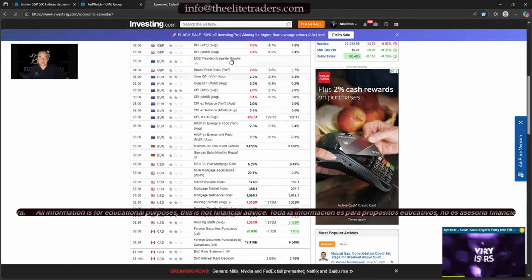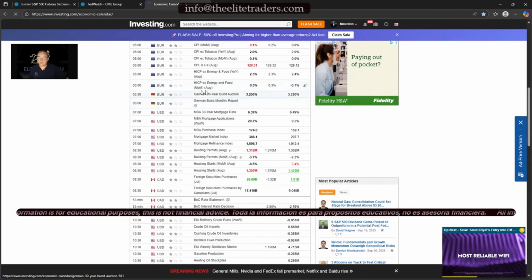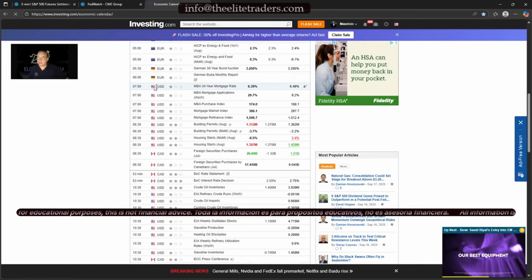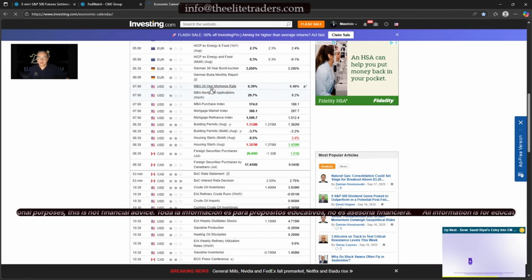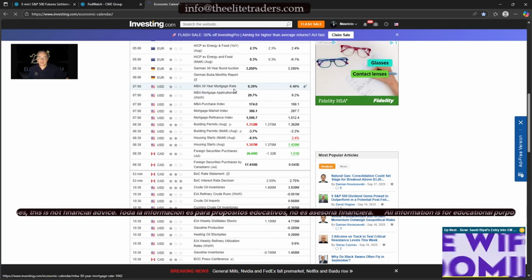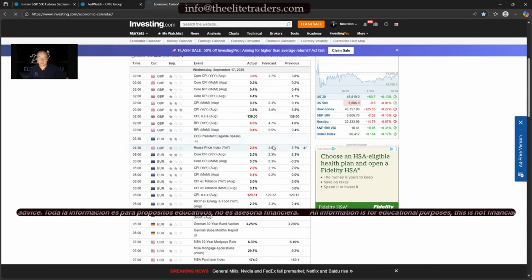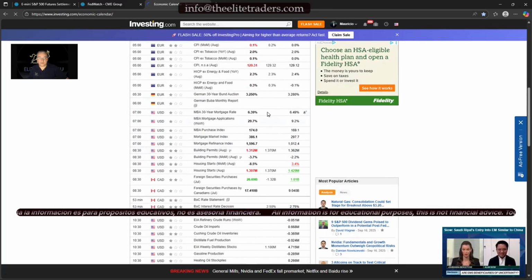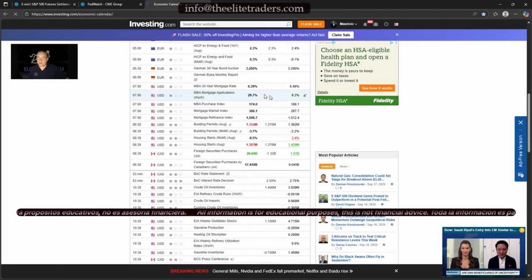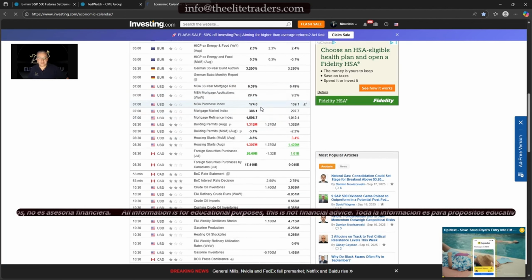So we have housing in Europe, and then something in Germany. But here we go, US. 30-year mortgage applications, the rates, 7 o'clock in the morning, they're supposed to come out. There was no forecast. They're just telling you what it is, and they are lower by 10 basis points. Mortgage applications went up, of course, because people are expecting the rates to go down. MBA purchase index, we don't care about this stuff.